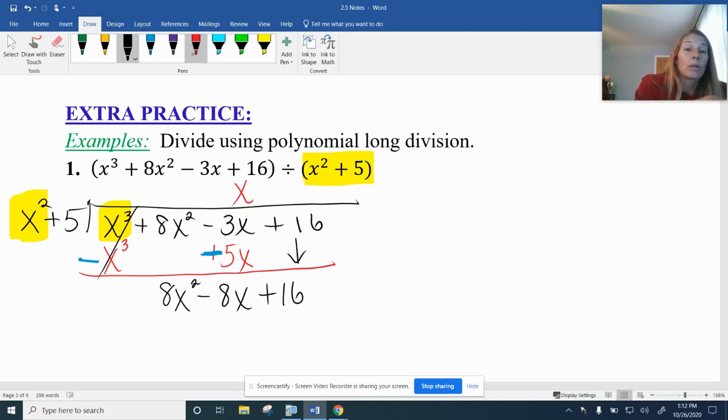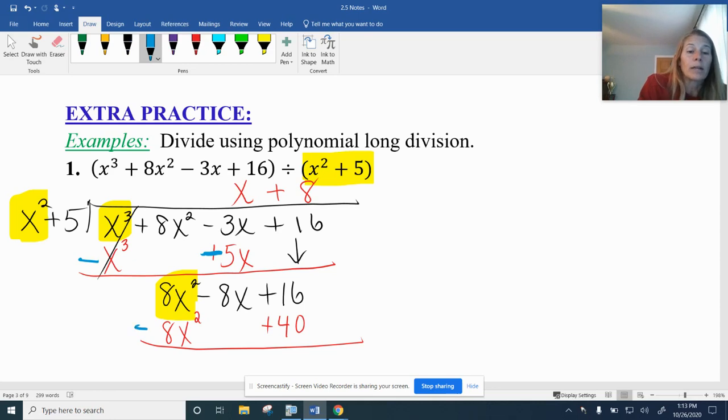Okay, so now we're going to do the same thing, but we're going to focus on this term here. So x squared times what would be 8x squared? Well, of course, it would just be 8. So now I'm going to multiply 8 times x squared, giving me 8x squared. And then I'm going to multiply 8 times 5, giving me 40. And I'm just going to make sure I line it up with my other like term.